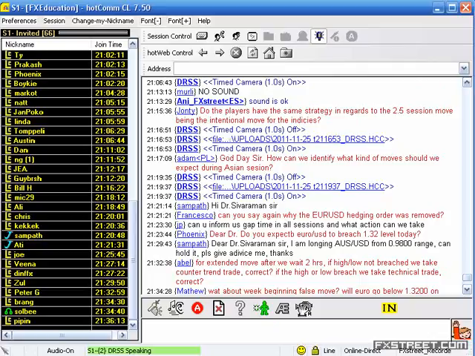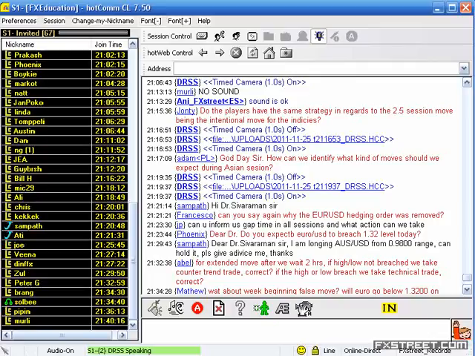Then John T. asks: do the players have the same strategy in regard to a 2.5 session move being the intentional move? Yeah, that is how they do it systematically. So over 2 sessions and the early part of the next session, they make the false move, either on the upside or on the downside. You just watch whether they are making those moves consistently.